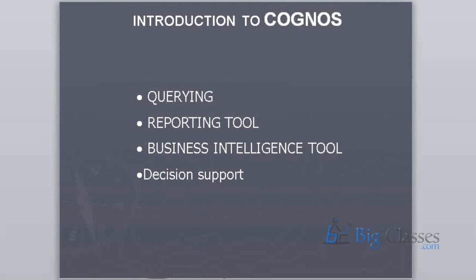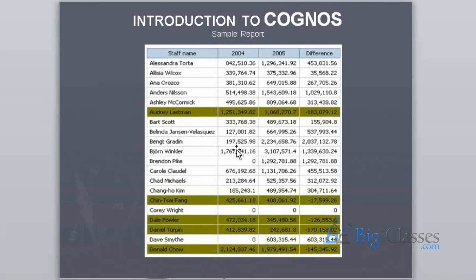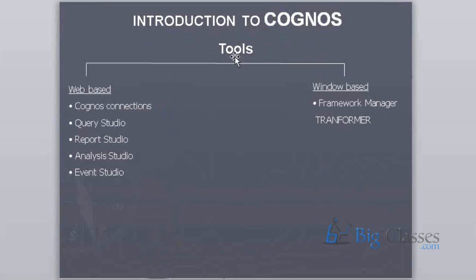Okay, now let us move on. This is the sample report taken from the tool, and here you can see all the employees highlighted. And let us see what tools are available in Cognos.